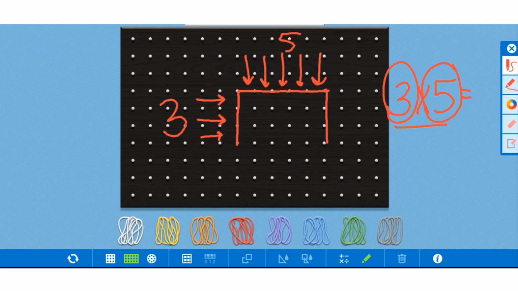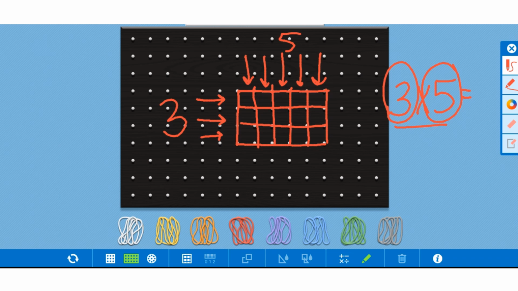And I can close up the rest, and it makes a rectangle like that. So now to figure out my product or my answer, I can count each square that I'm about to make. So I'm going to draw my line to make my 3 rows and draw my line to make my 5 columns. And now I've got these squares inside this rectangle.